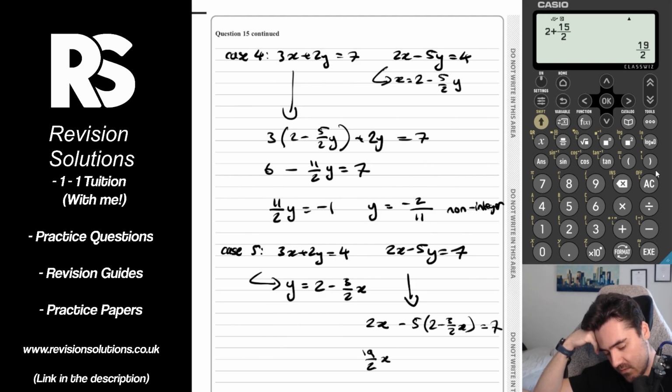Then we've got minus 5 times 2, that's a 10. Let's take that over the other side, which will make it 7 minus 10. And then solving for x one last time, that gives us minus 6 over 19, which again is a non-integer.